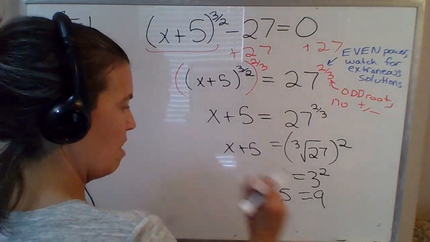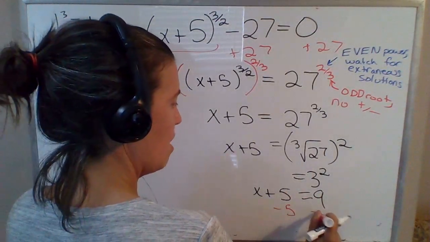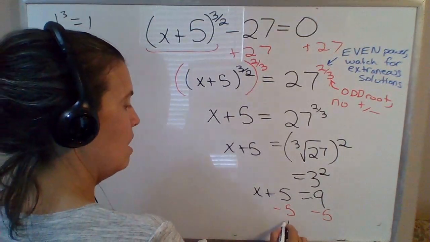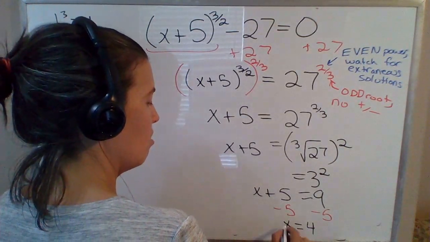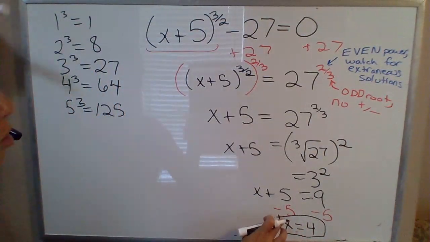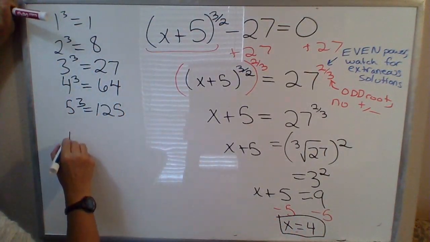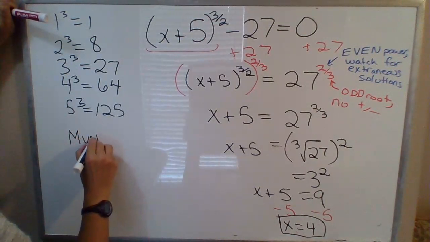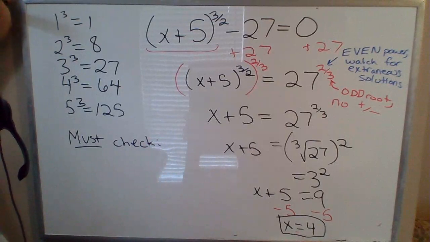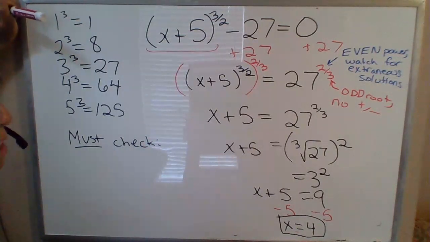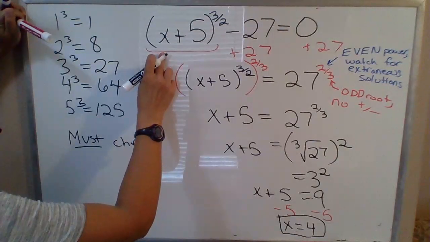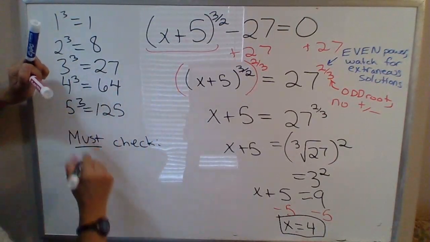Now, to get x by itself, all we have to do is subtract 5 from both sides, and we get x equals 4. But the one last catch with this, it's possible that this is an extraneous solution. So in this case, we must check to be sure that we're not looking at an extraneous solution. The solution set might be the empty set. We might have no solution. So plug it into the original equation in order to check it.